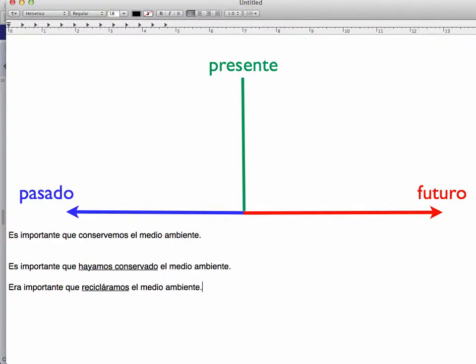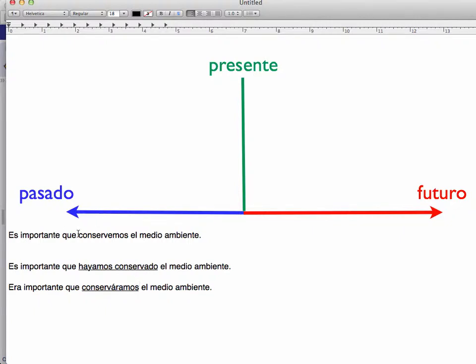Or we can say, nos recomendaron que recicláramos el medio ambiente. Reciclar, conservar. Conserváramos. Era importante que conserváramos el medio ambiente. It was important that we conserved or took care of our environment, el medio ambiente. Okay, so there are the three that we already know.